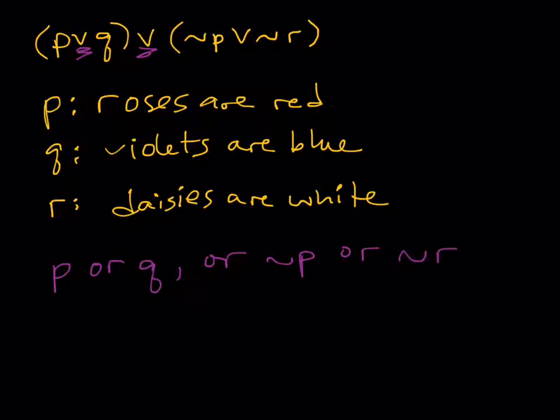So now if I wanted to say this in words, I would just go back and fill in P, Q, and R. So this would be roses are red, or violets are blue, comma, or roses are not red, or daisies are not white. So now let's talk about how to make a truth table for this one.